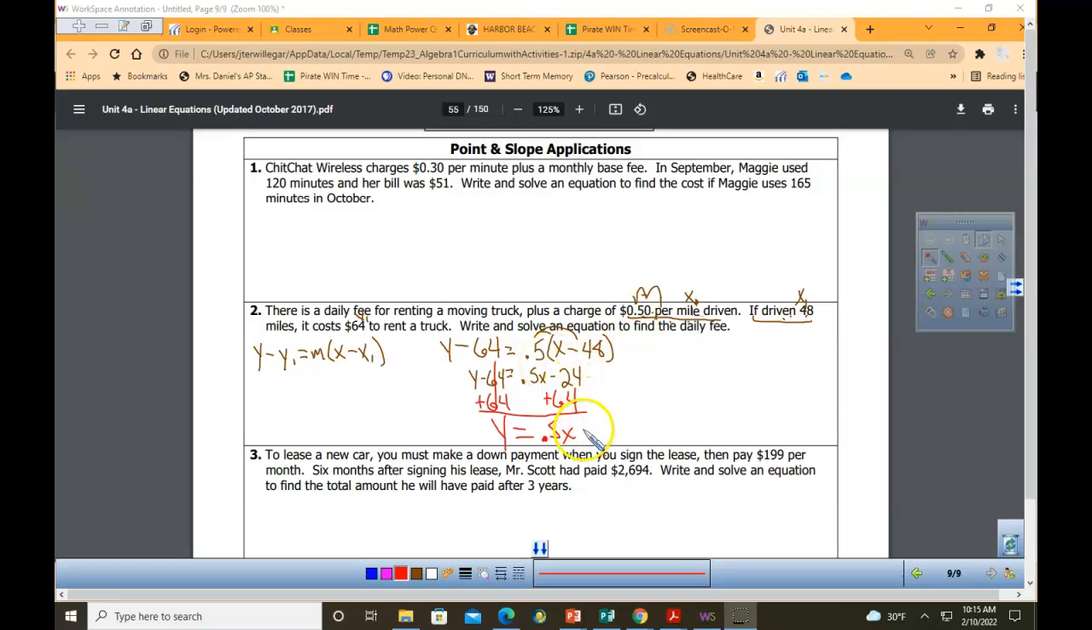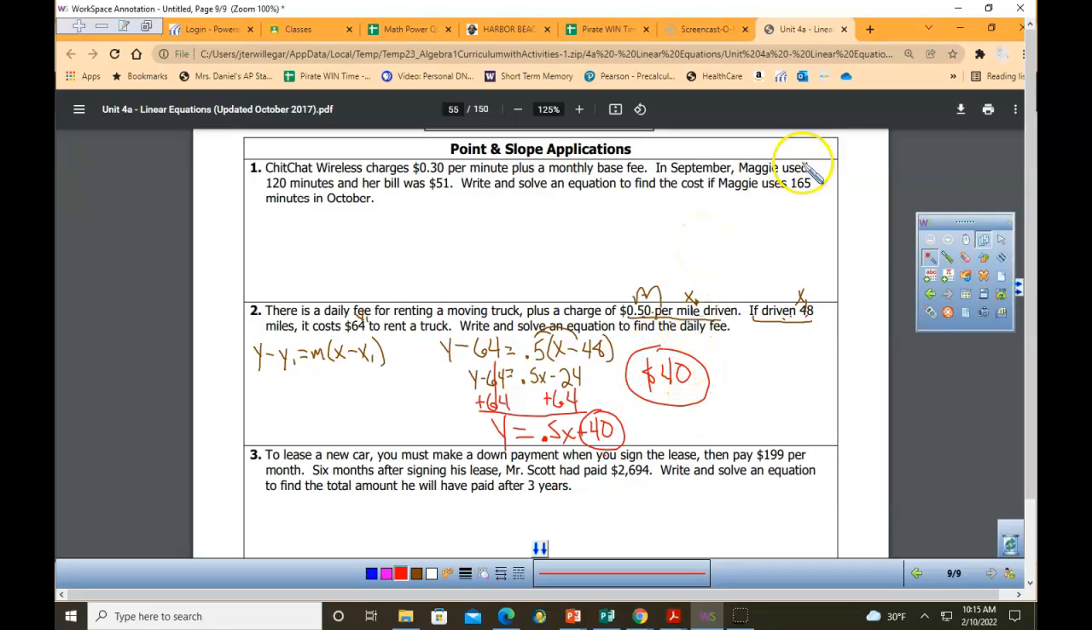So negative 24 plus 64 is going to be 40, right? So this is my y-intercept. That's my starting amount. That's my initial value. $40 is the daily fee, and then we get charged per mile.